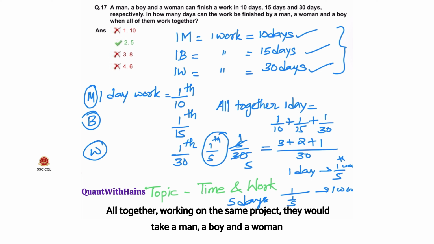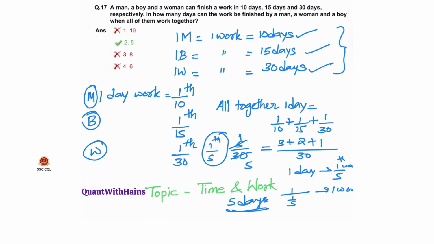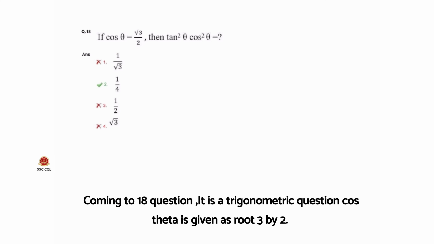All together working on the same project, a man, a boy and a woman take 5 days to complete, that is option 2.